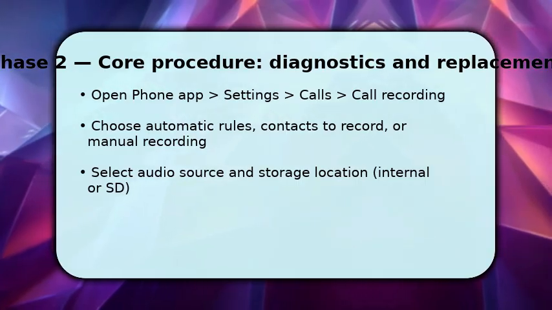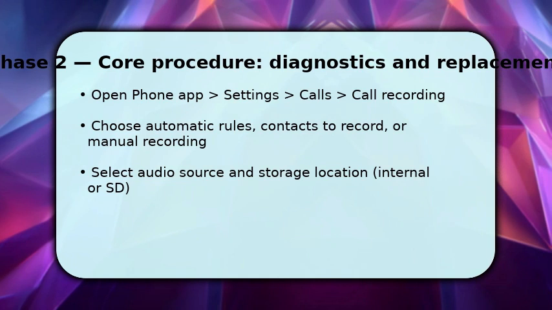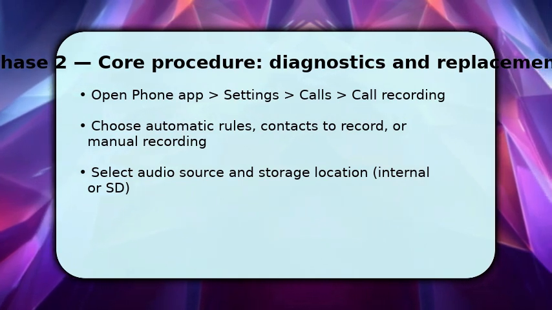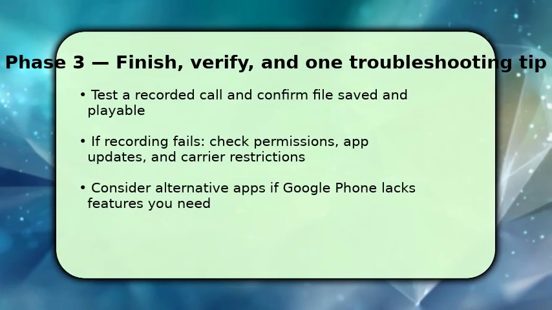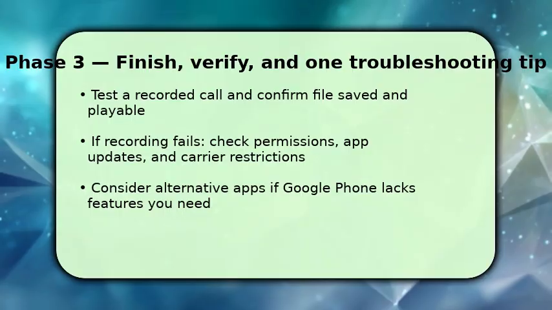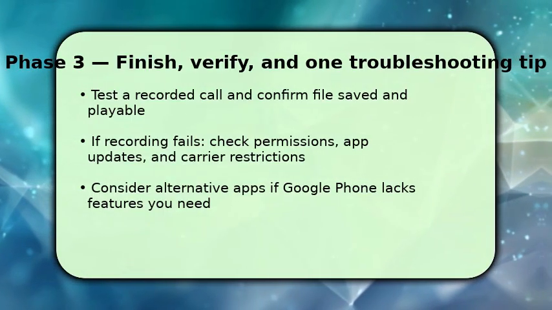Adjust sample quality if available, and test with one short call to verify permissions and quality before proceeding to bulk or permanent changes. Finish by making a full test call, record end, then locate the file to confirm it is saved and playable. This proves the new configuration works.